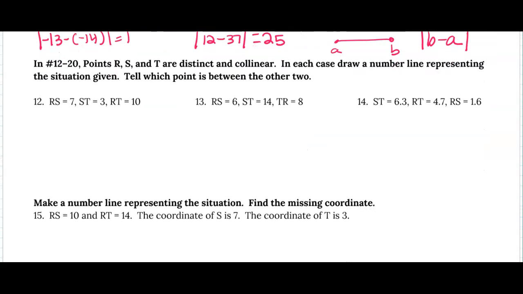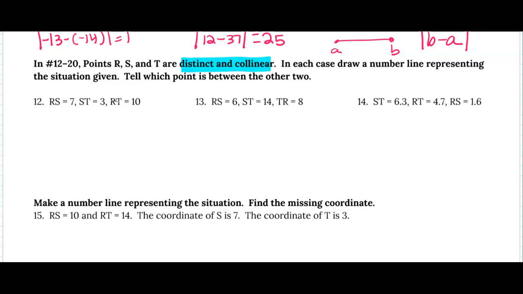Looking at number 12, we have points R, S, and T that are distinct and collinear. Distinct meaning they are their own points, collinear meaning they all lie on the same line. In each case, you want to draw a number line representing the situation given, then tell which point is between the other two. So while at face value, this looks like it would be fairly easy, it can be a little bit tricky. So you want to think about what makes sense. It's kind of like a logic puzzle.